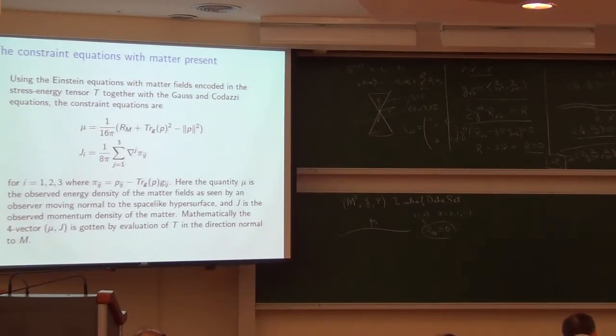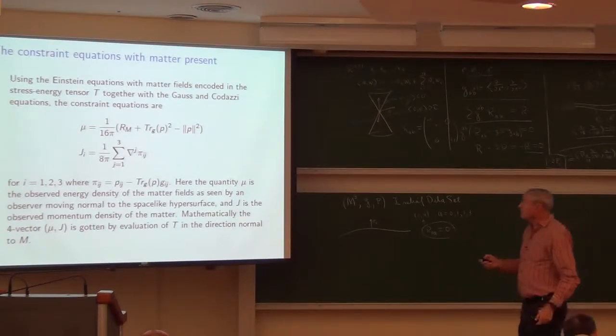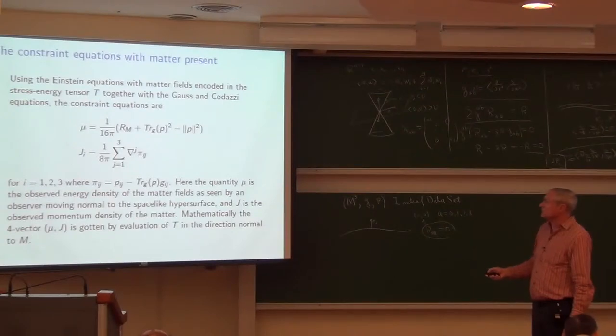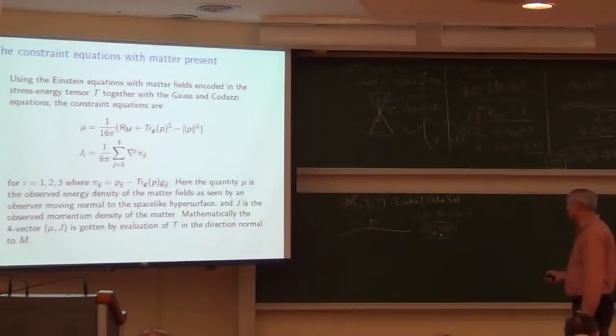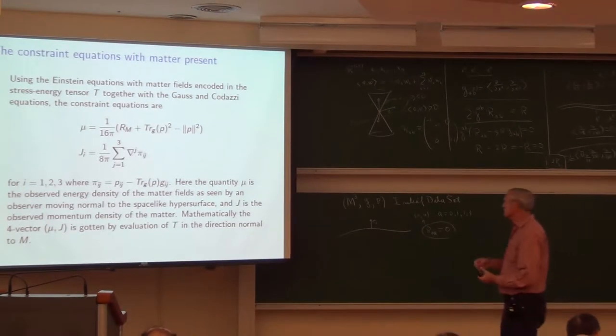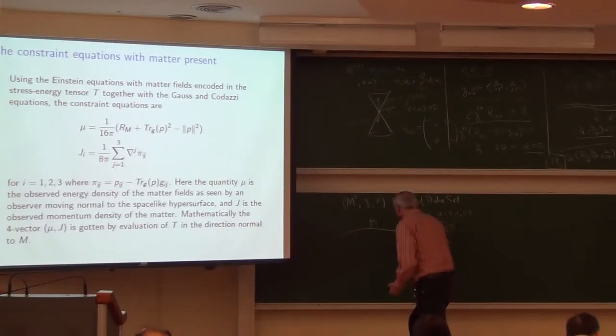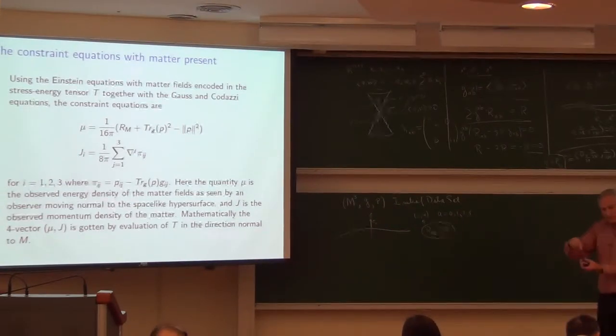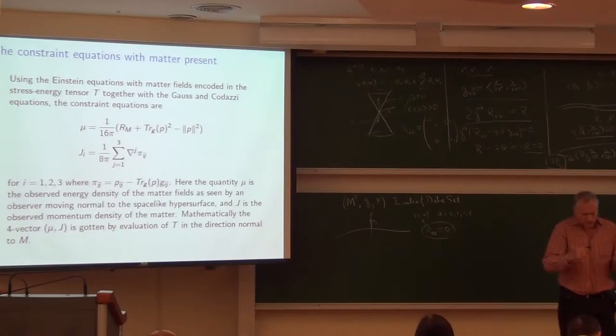So I want to just say quickly what happens with matter. What happens is instead of being zero, we have components of the stress energy tensor. This equation equals zero came from the zero-zero component of the Einstein equations, and T00 is by definition mu. So mu is the observed mass density. So what you should think of is, if you take initial data, you should think of an observer which moves orthogonal to the data. And then for that observer, mu is the observed mass density of the matter fields that are present.